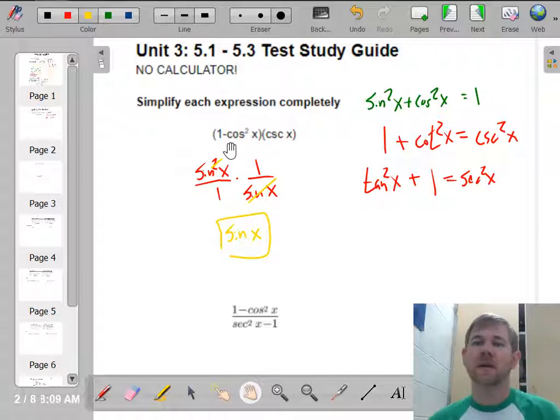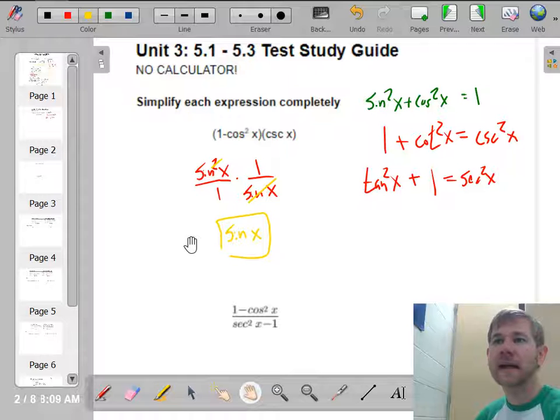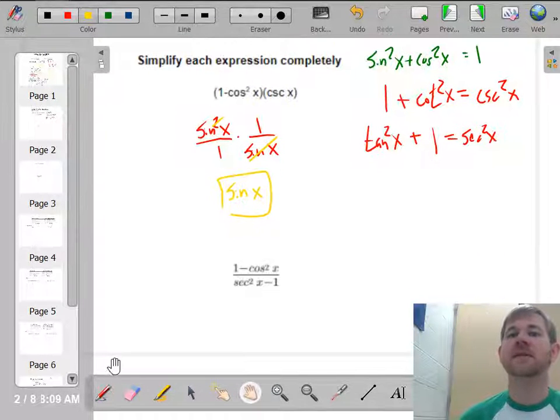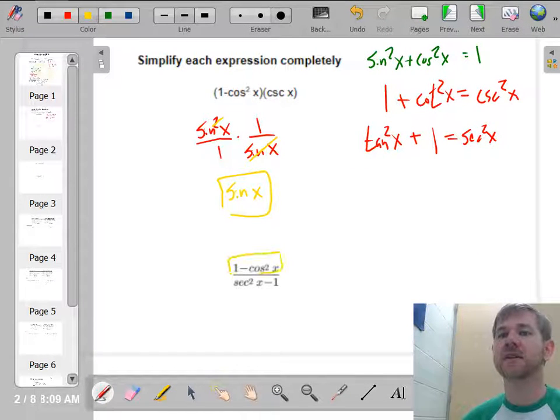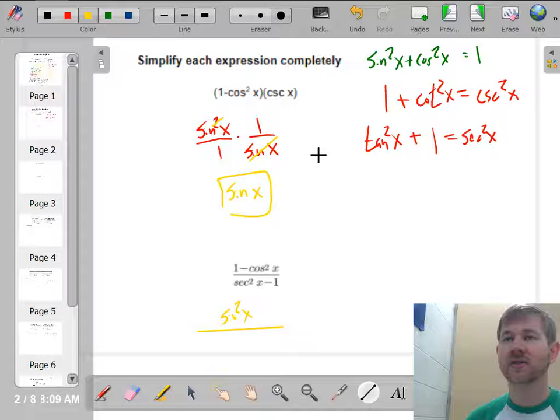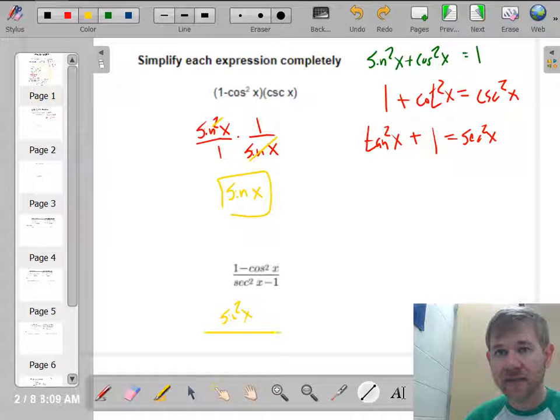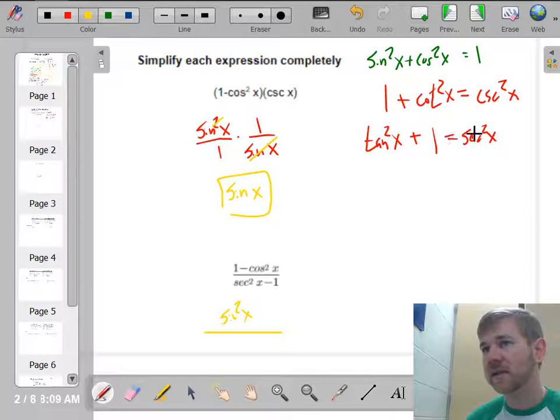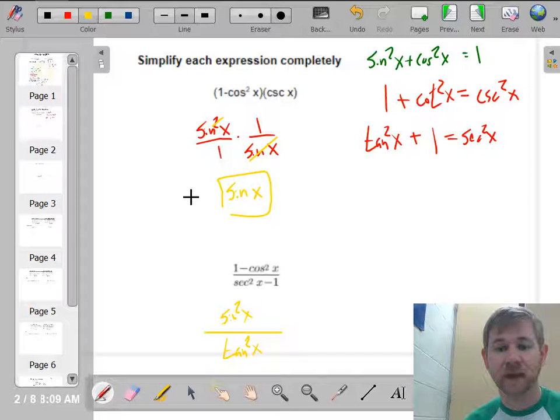Let's try another one. Can we do this with trig identities? Let's see. 1 minus cosine squared, sure, that's a thing. That would be sine squared over secant squared x minus 1. Secant squared x minus 1, that's tangent squared. We're moving along. Okay, so I have sine squared x over tangent squared.